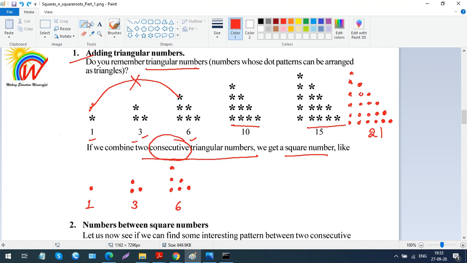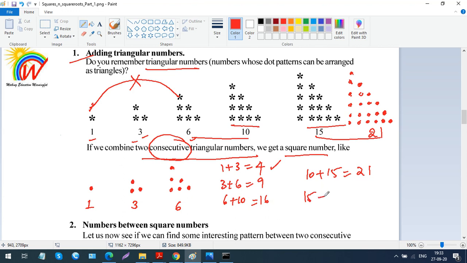Let's check. If I add 1 plus 3, I get 4, which is a square number. Or 3 plus 6, I get 9, which is a square number. Or 6 plus 10 gives you 16, so that's also a square number, right? Or let me add 10 plus 15, that's going to give you 25, so that's also a square number. Now if you add 15 plus 21, you're going to get 36, which is actually a, sorry, what am I doing? Wait 1 minute.